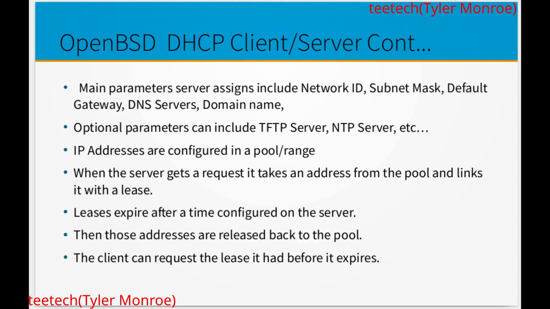But the leases do expire after a time that we configure on the server. And if we don't configure anything, it will just use the default. After that, those addresses are released back to the pool if the lease is not renewed. But luckily, the client can request the lease again before it expires, so you don't necessarily have to worry about it running out. By default, it will request it again. Okay, in the next one, we're going to talk about the dhcpd.conf format. I will see you there.